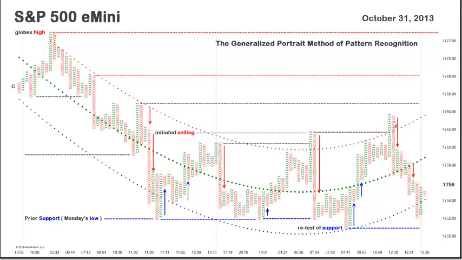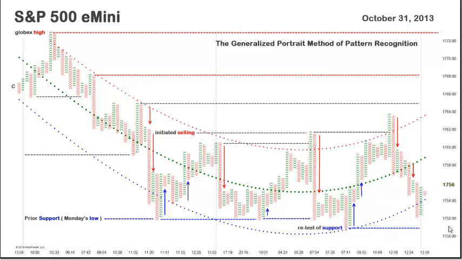When the S&P sold down from the high, it failed to hold support at the minor levels that had developed earlier in the session. After a brief pause at or near the 1756 level, the selling intensified and the S&P sold down to once again retest support at or near 1752.